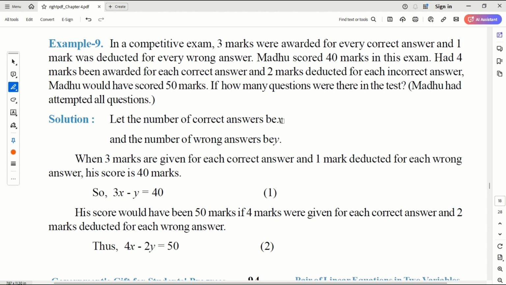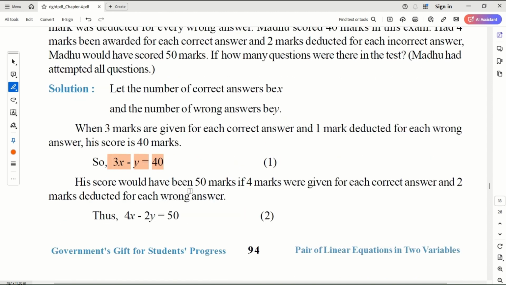Let the number of correct answers be x, let the number of wrong answers be y. So the equations we should form this way. If 3 marks are given for the correct answers, that is 3x, and 1 mark deducted for wrong answers, that is minus 1 into y, equal to 40. This is your first equation: 3x minus y equal to 40. If 4 marks are given for the correct answer, that is 4x, and 2 marks are deducted for the wrong answer, that is minus 2y. So 4x minus 2y equal to 50. This is your second equation.